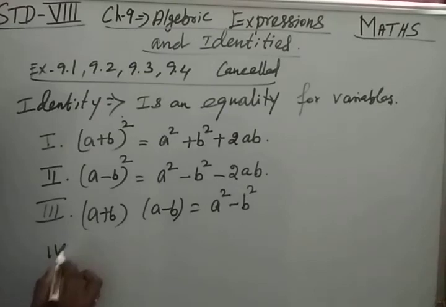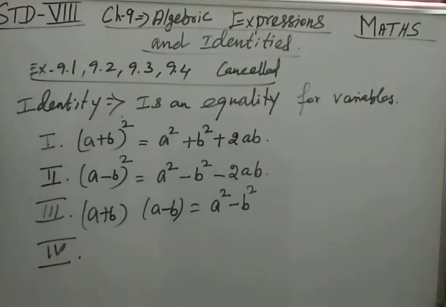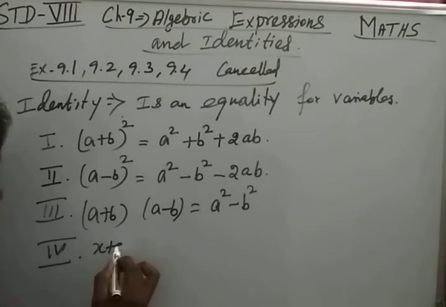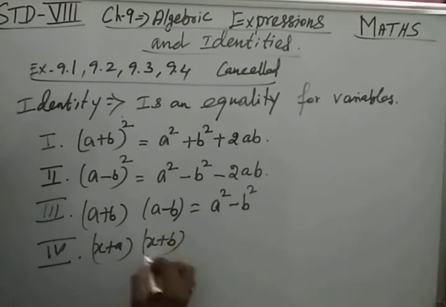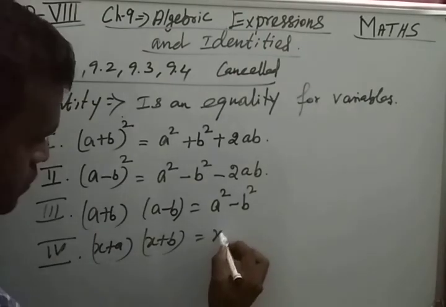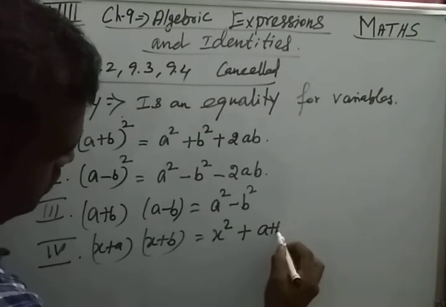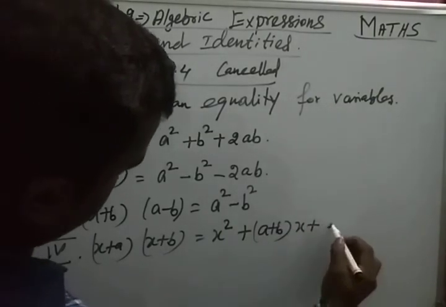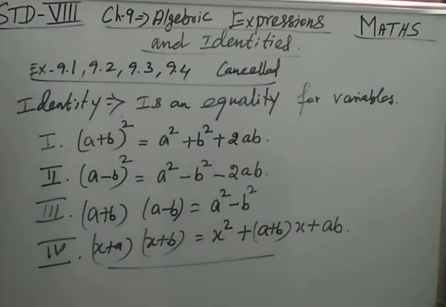And then the fourth identity is (x plus A) into (x plus B) is equal to x squared plus (A plus B) into x plus AB. These are the 4 identities, very important. You must learn these identities, not just practice. You must learn these 4 identities, because next year it is going to continue further in 6, 7, 8. Like this, identities will continue.